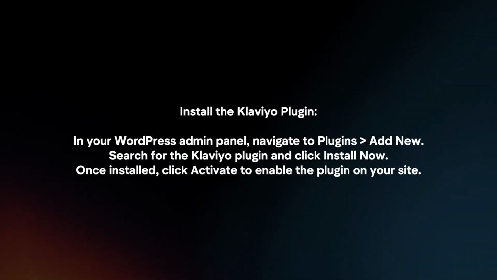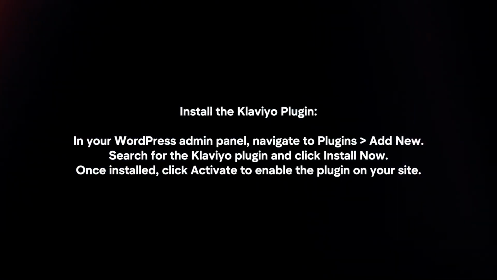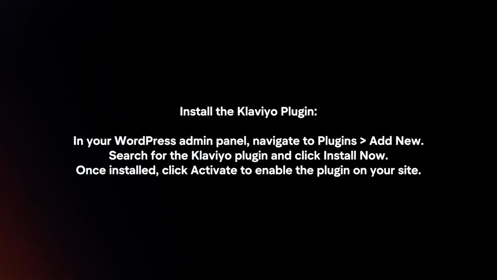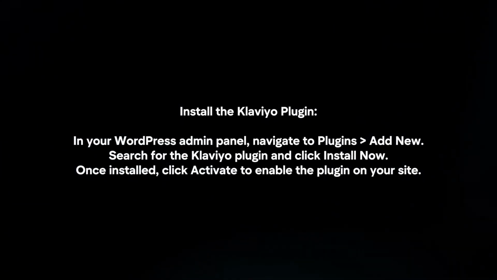Install the Klaviyo plugin. In your WordPress admin panel, navigate to Plugins, Add New. Search for the Klaviyo plugin and click Install Now. Once installed, click Activate to enable the plugin on your site.